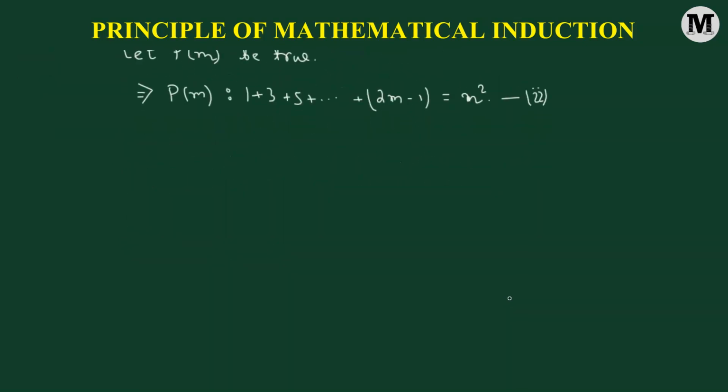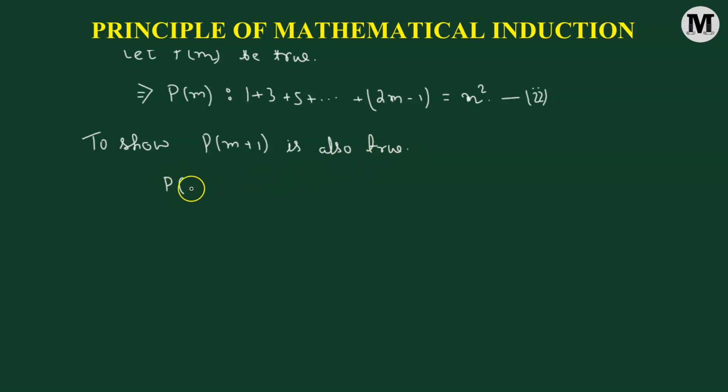Okay, now using this statement, we need to show that if P of m is true, then P of m plus 1 is also true. That means the next consecutive odd natural number also makes the statement true. So how do we show that this is indeed true?